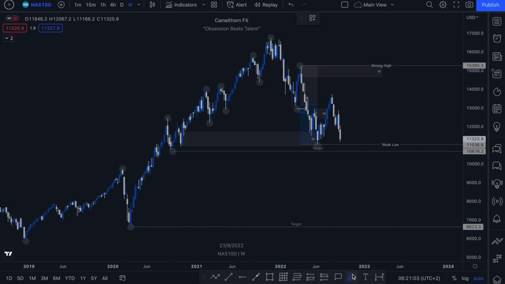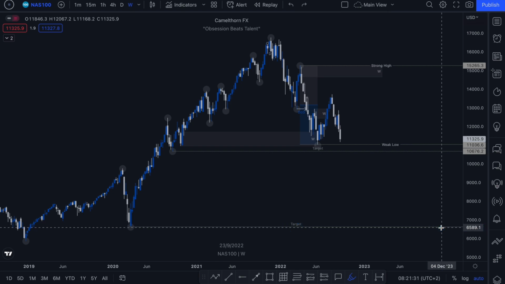6623.3. Now, I know it might seem a little bit crazy to think that Nasdaq could fall all the way down to 6623.3, but it definitely is a possibility, and I want you guys to be open to the idea that Nasdaq might fall all the way down to here. But remember, this is the weekly chart, and in order for Nasdaq to reach here, we're going to have to experience weeks and weeks and weeks of price action first.